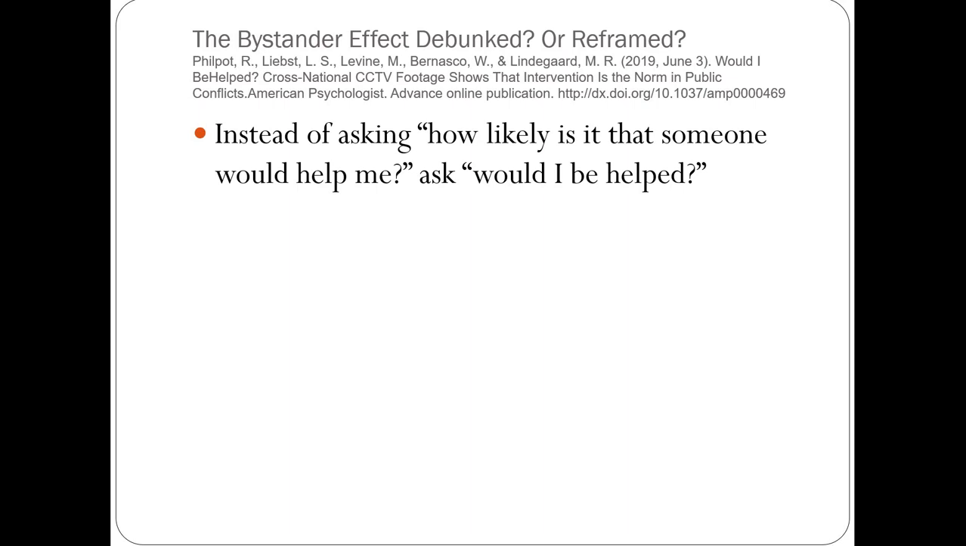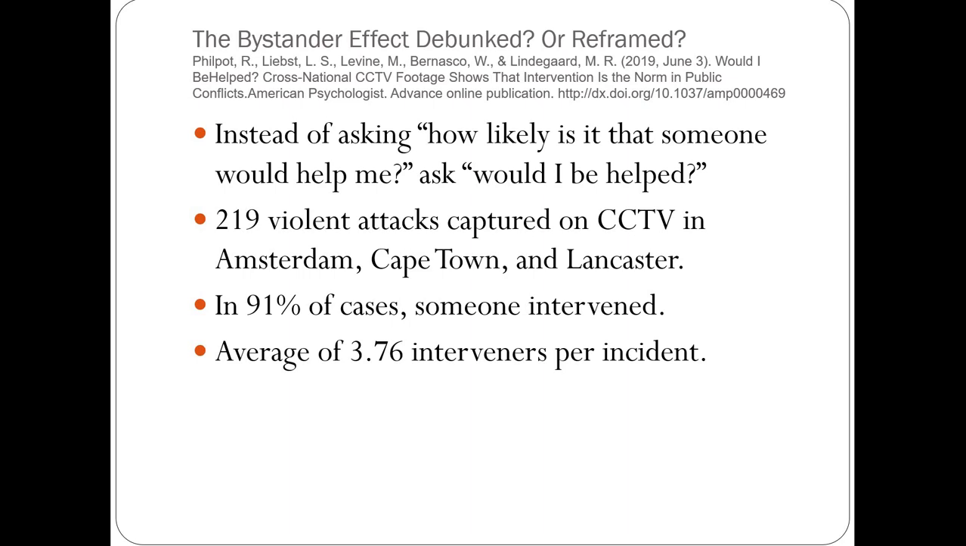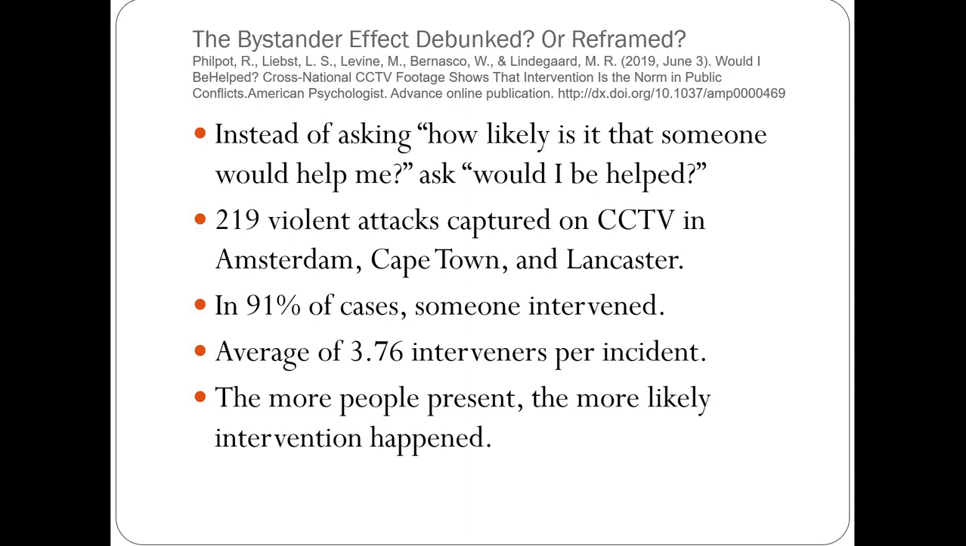These researchers looked at some real life situations. They looked at 219 violent attacks captured on closed circuit television in Amsterdam, Netherlands, Cape Town, South Africa, and Lancaster, UK. In 91% of cases someone intervened, and generally more people intervened. There was an average of 3.76 interveners per incident. Furthermore, the more people were present, the more likely intervention happened.